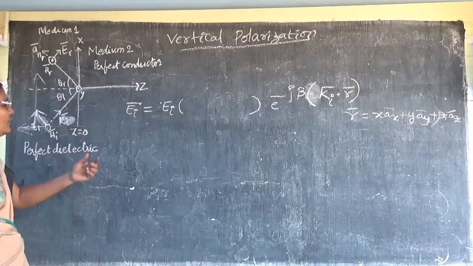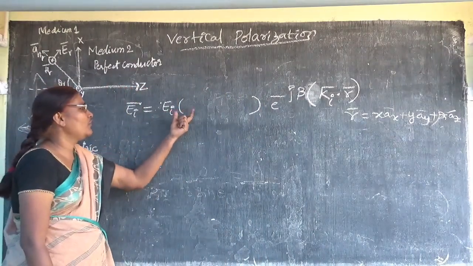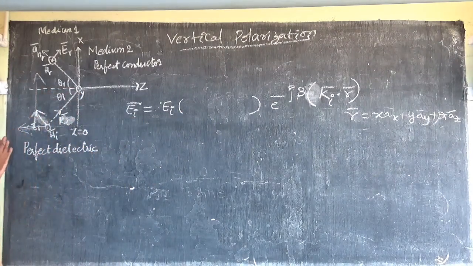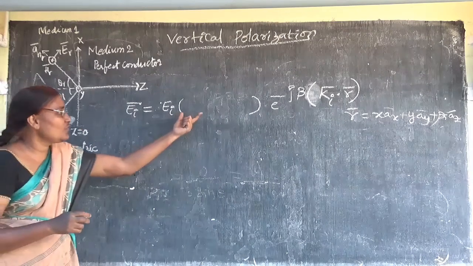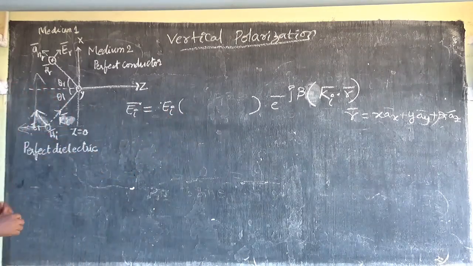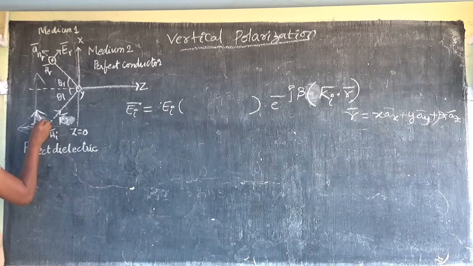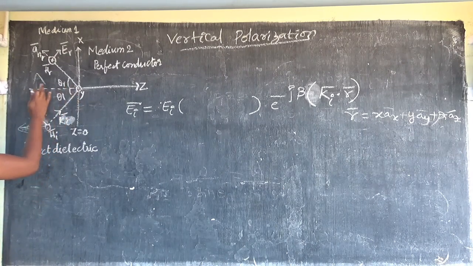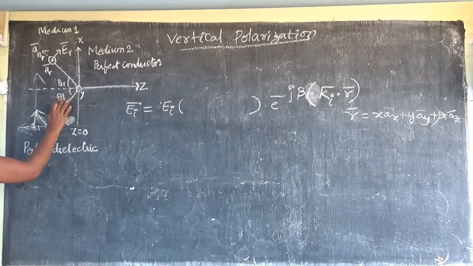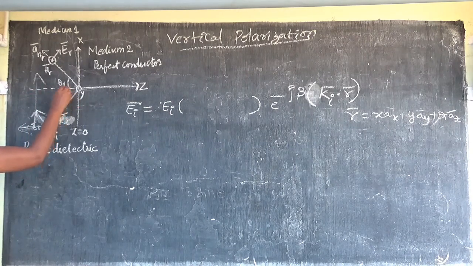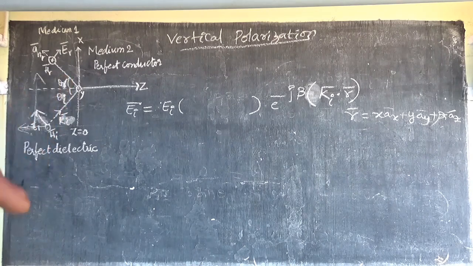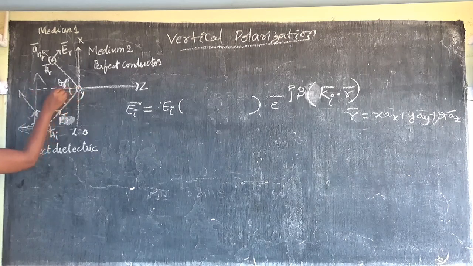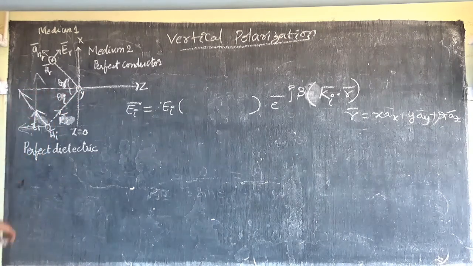What are the components of this EI bar going to be? To write this, I should know the angle. What is the angle between these two? This is nothing but the incident angle theta I. Now if I prolong this, it comes like this.